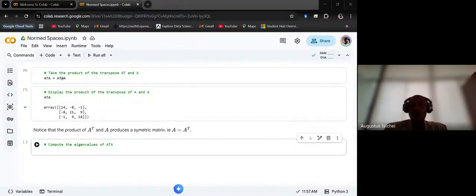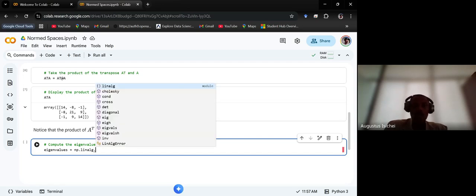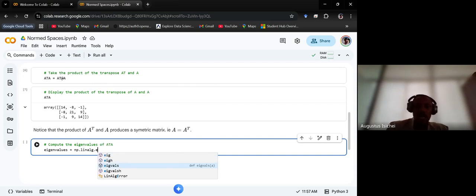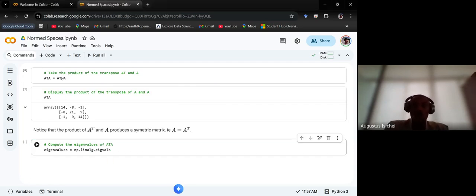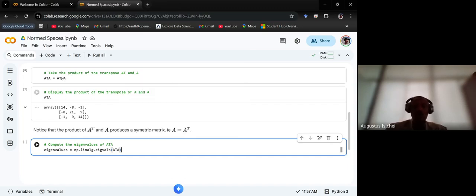So let's compute the eigenvalues using Python. There's a package in Python called linear algebra, and inside that linear algebra package, there's a function called eigenvalues. So this is what I'm going to say. Let me use a variable called eigenvalues. Eigenvalues equal to numpy linalg.eigvals, that is the function I'm going to use, of ATA. You know, ATA is the product of the transpose of A and A.